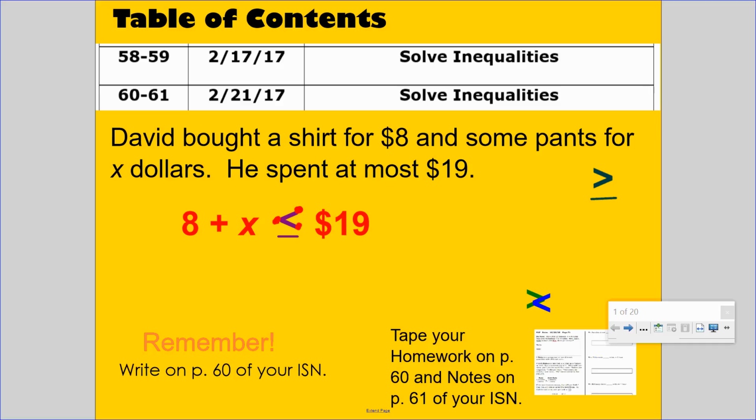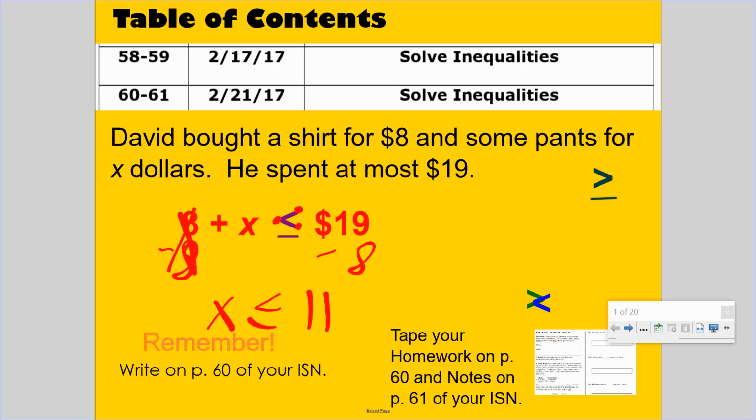We need to isolate x. So what do you know on how to solve this? What is the inverse of 8? Minus 8. Balance it on the other side. This cancels, so this is going to be 11. x has to be less than or equal to $11.